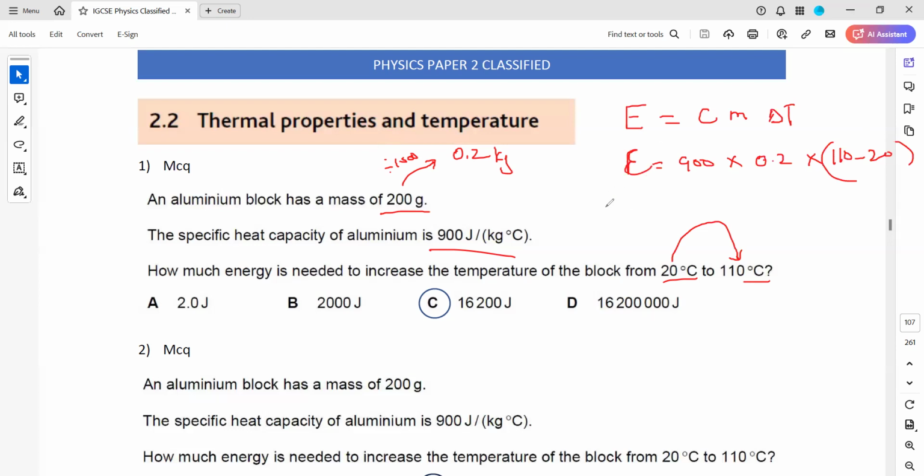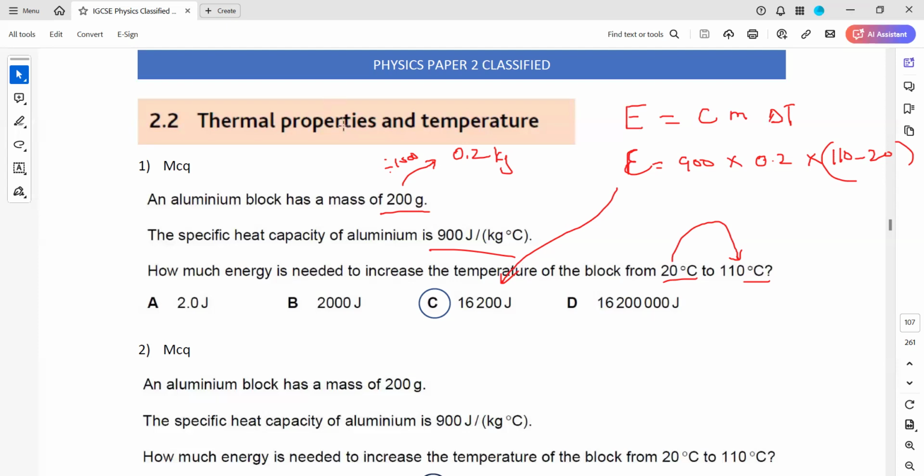So when you simplify this, you will get 16,200 joules as the energy needed to change the temperature of this 200 gram or 0.2 kg block of aluminium. Is it clear? Yes. Okay.